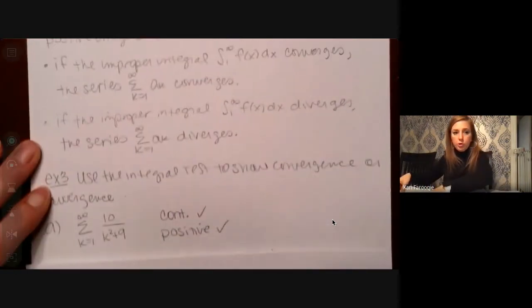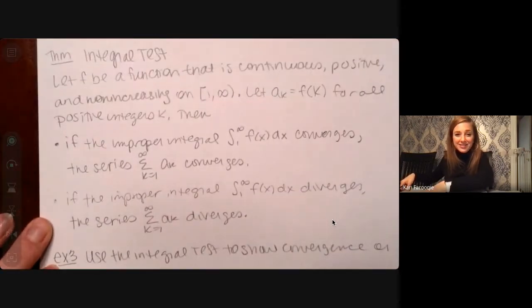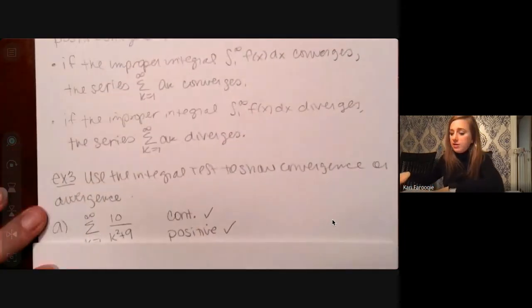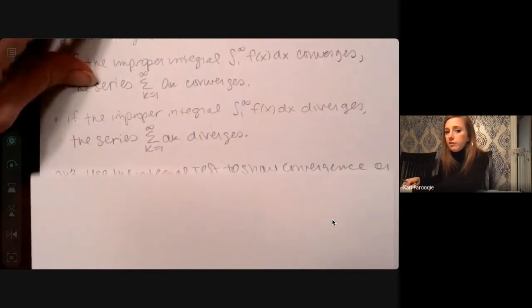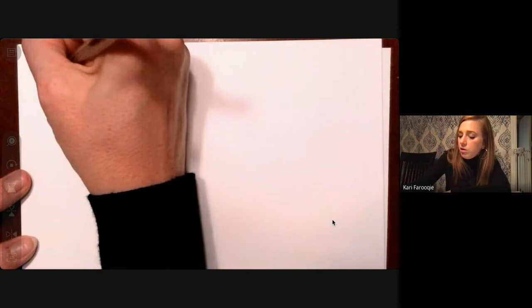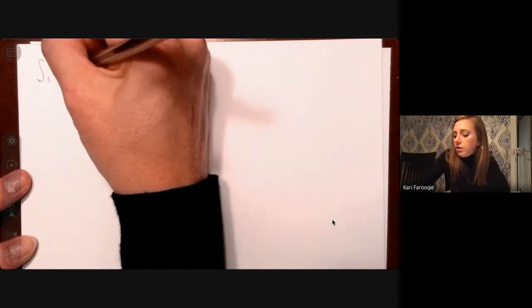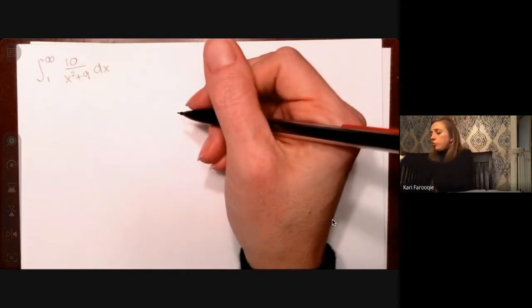Okay, so remember, we've shown let f be a function that is continuous, positive, and non-increasing on its domain. We did that. We are going to now look at the integral from 1 to infinity of f of x dx. If it converges, our series converges. If it diverges, our series diverges. So we are going to go from 1 to infinity of 10 divided by x squared plus 9 dx, right? Yes, x squared plus 9.